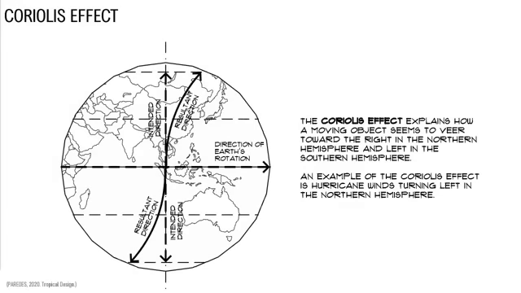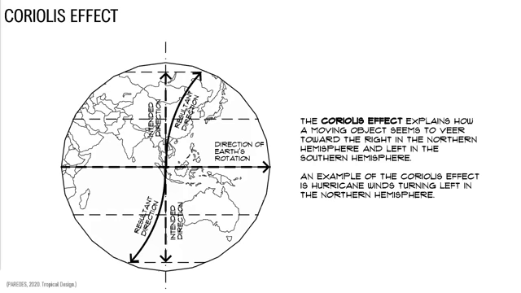Okay, and then because air is fluid like water, it's not actually clamped down on the surface of the Earth. It's floating on the atmosphere. When the Earth spins on its axis, what happens? The cloud actually is being left behind. So this is the Coriolis effect. The Coriolis effect explains how a moving object seems to veer towards the right in the northern hemisphere and left in the southern hemisphere.